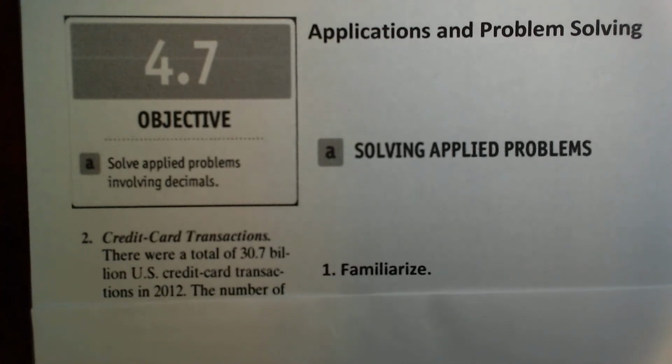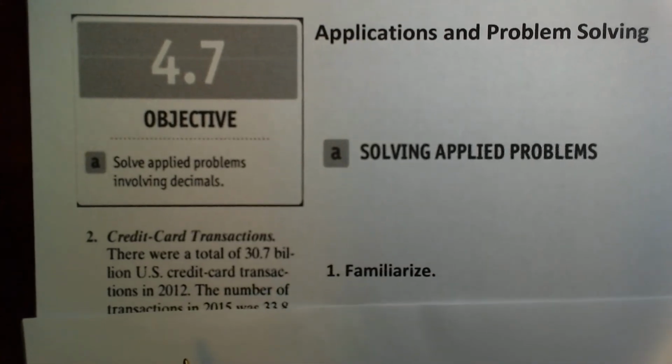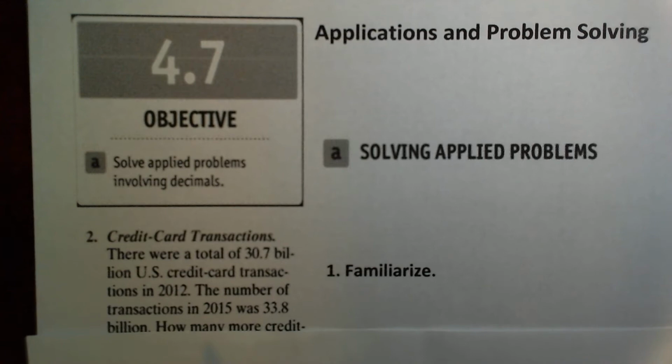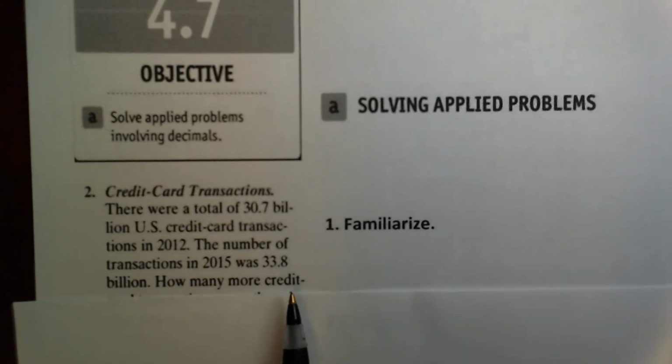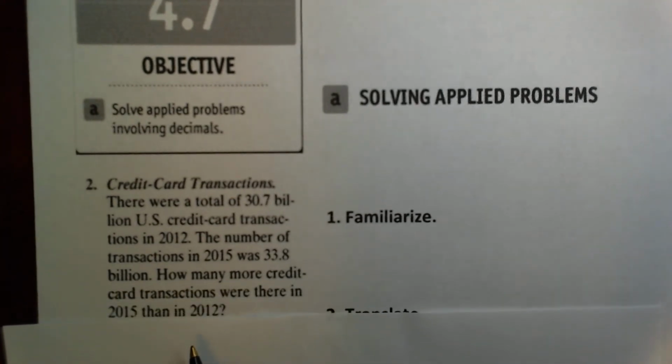And so here there were a total of 30.7 billion US credit card transactions in 2012. The number of transactions in 2015 was 33.8 billion. The question is, how many more credit card transactions were there in 2015 than in 2012? So our first step is we familiarize ourselves with the problem situation.